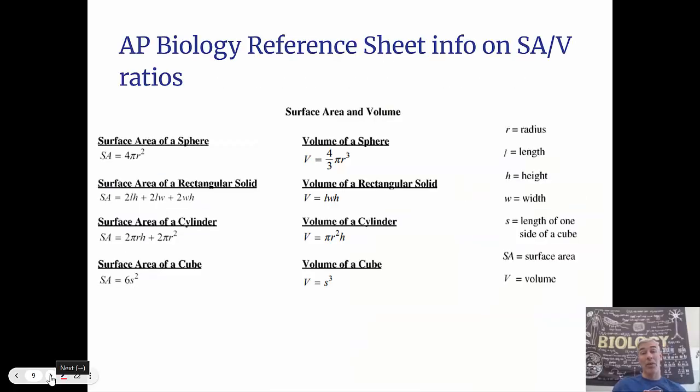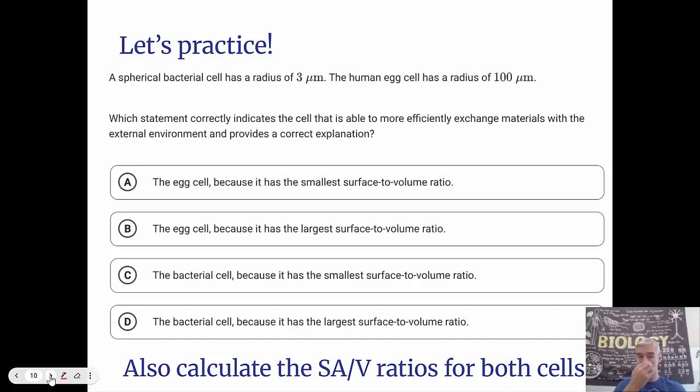So now we're going to do a question where I'm going to show you how you can use either the math to answer this, which will take a lot longer, or just your brain and what I told you about the rule. Smaller things, if the shapes are the same, are going to be more efficient at diffusion. So here's the question. A spherical bacterial cell has a radius of 3 micrometers, and the human egg cell has a radius of 100 micrometers.